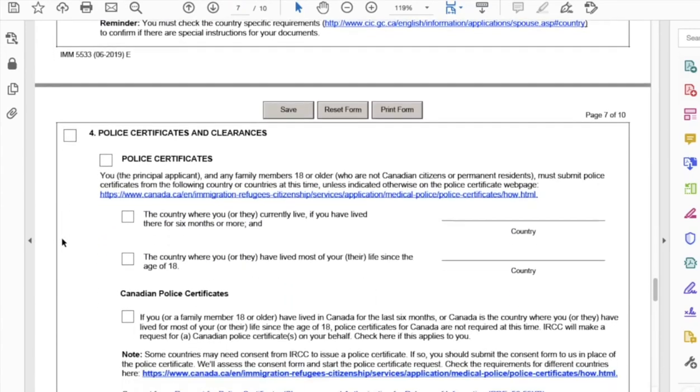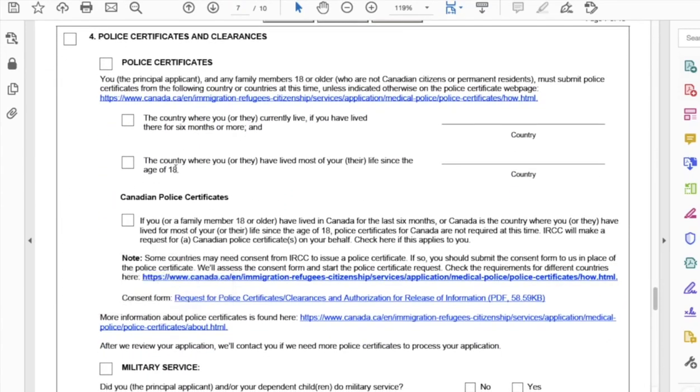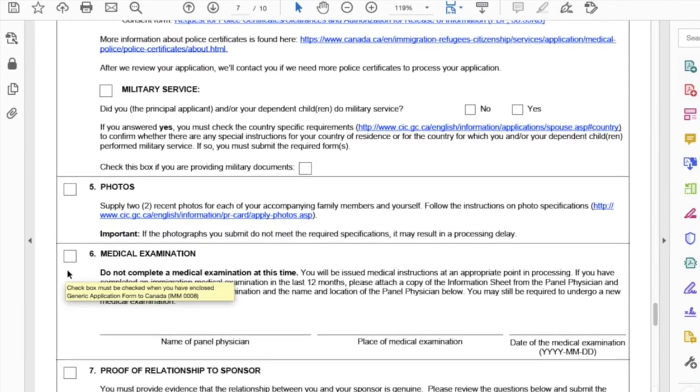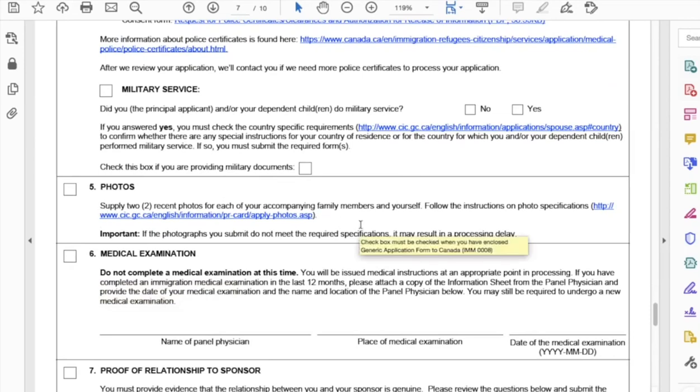Moving on, this is about the police clearance certificate. So this is very important. You need to have a police clearance certificate from your home country and also from anywhere you lived more than 6 months in the last 10 years. So this is also required. Then you need to provide 2 recent photographs according to a particular specification. You can get the specification if you click on this link.